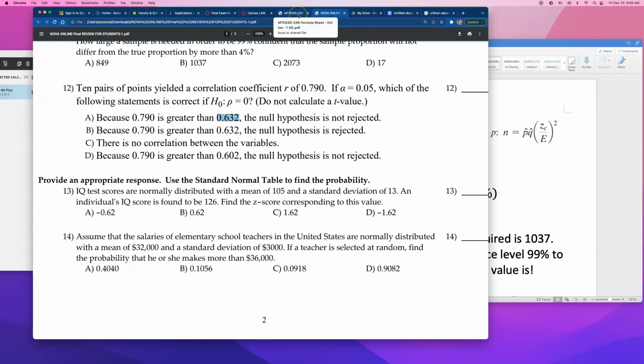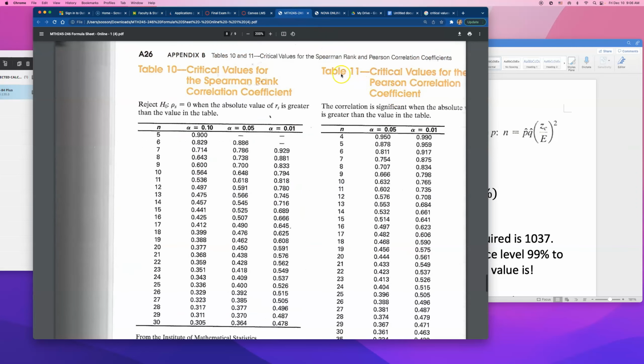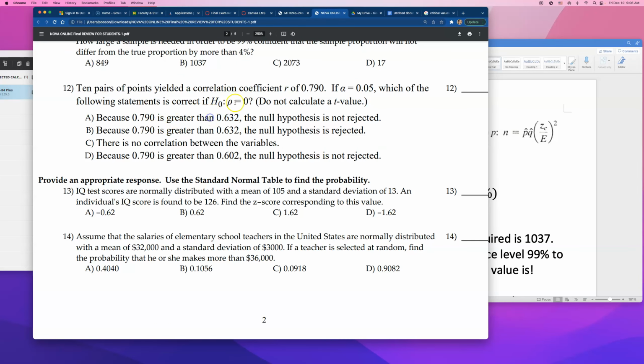Now let me just double check. Was that the same number? Yeah, that is. So that's where you can read this number off that table 11, critical values for the Pearson correlation coefficient. Okay, so R was definitely greater. So A and B are both saying the same. Because 0.790 is greater than 0.632, they're doing the right thing.